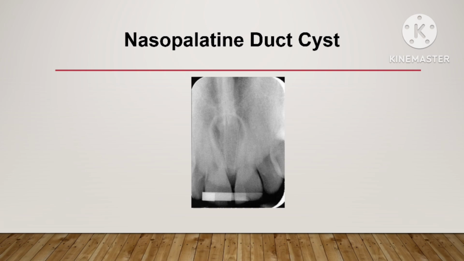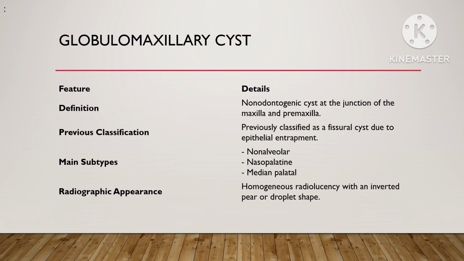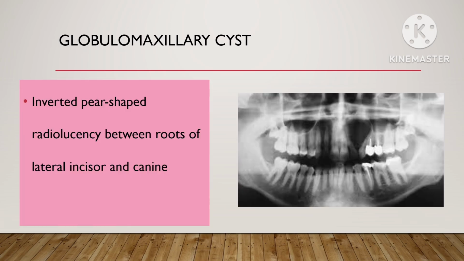The second cyst is globulomaxillary cyst, historically described as a cyst in the globulomaxillary region, which is nothing but a region between the maxillary lateral incisor and the canine. However, it is now understood that this may actually represent an odontogenic cyst, like a lateral periodontal cyst or a fissural cyst. Globulomaxillary cyst in the radiograph may appear as inverted pear-shaped radiolucency between the roots of lateral incisors and canine.